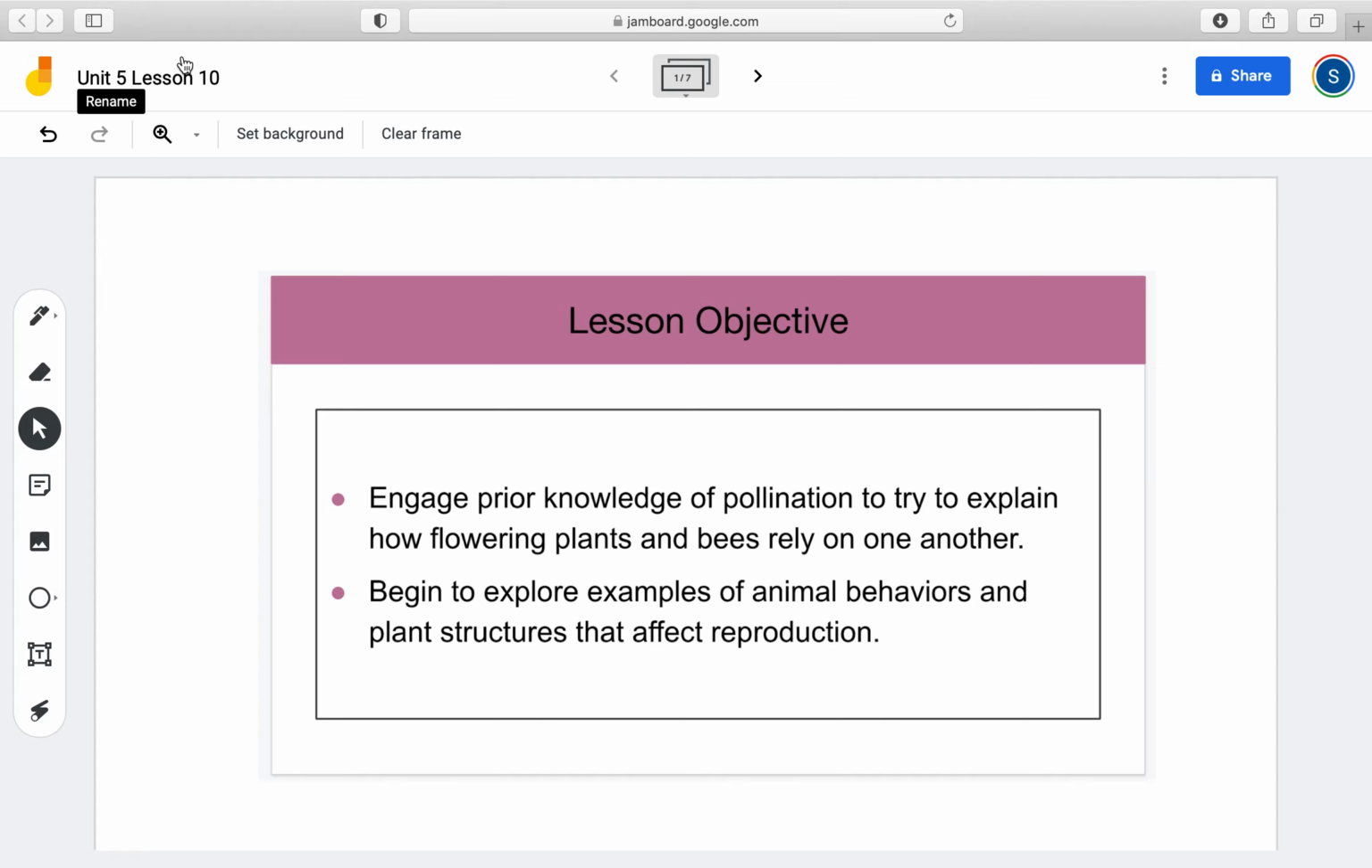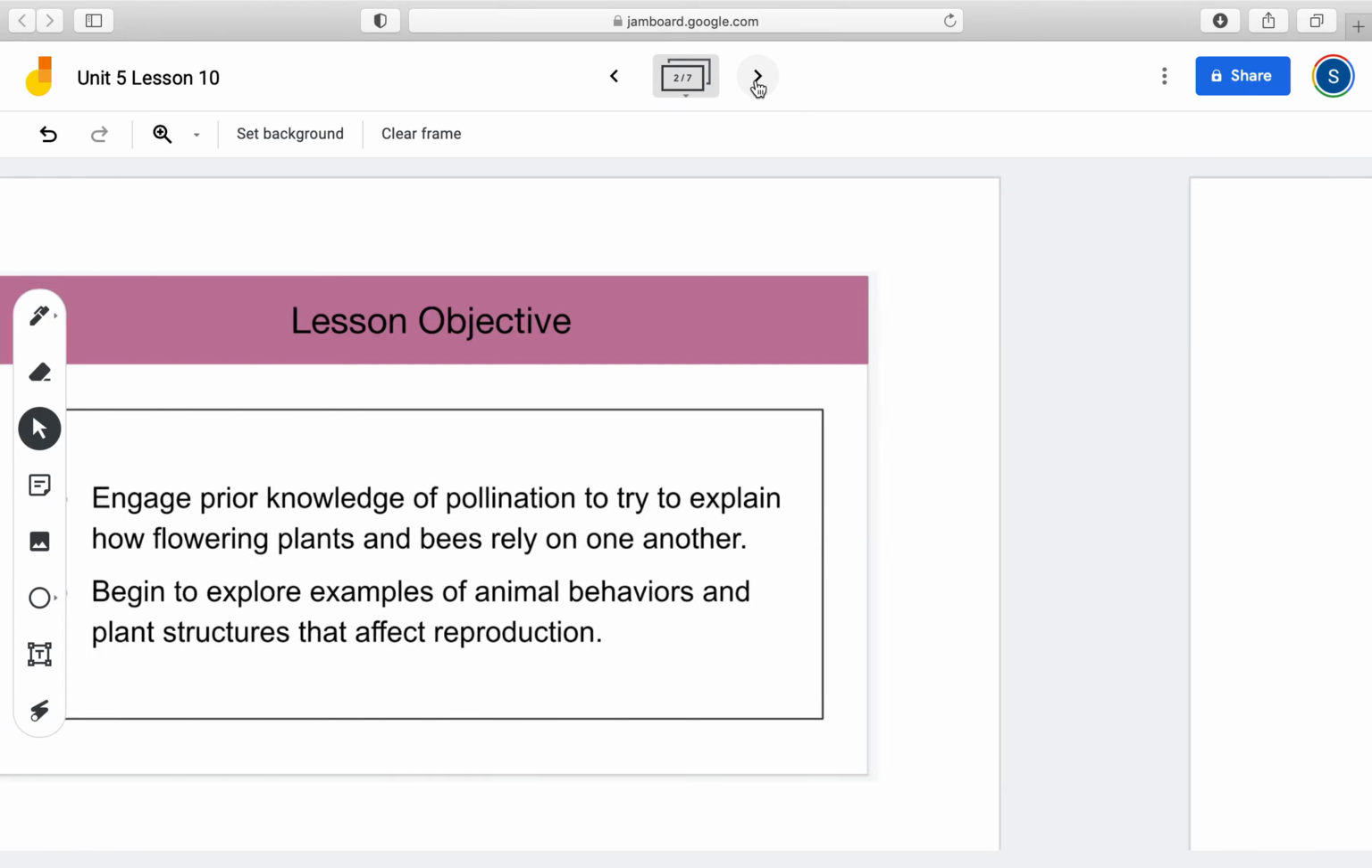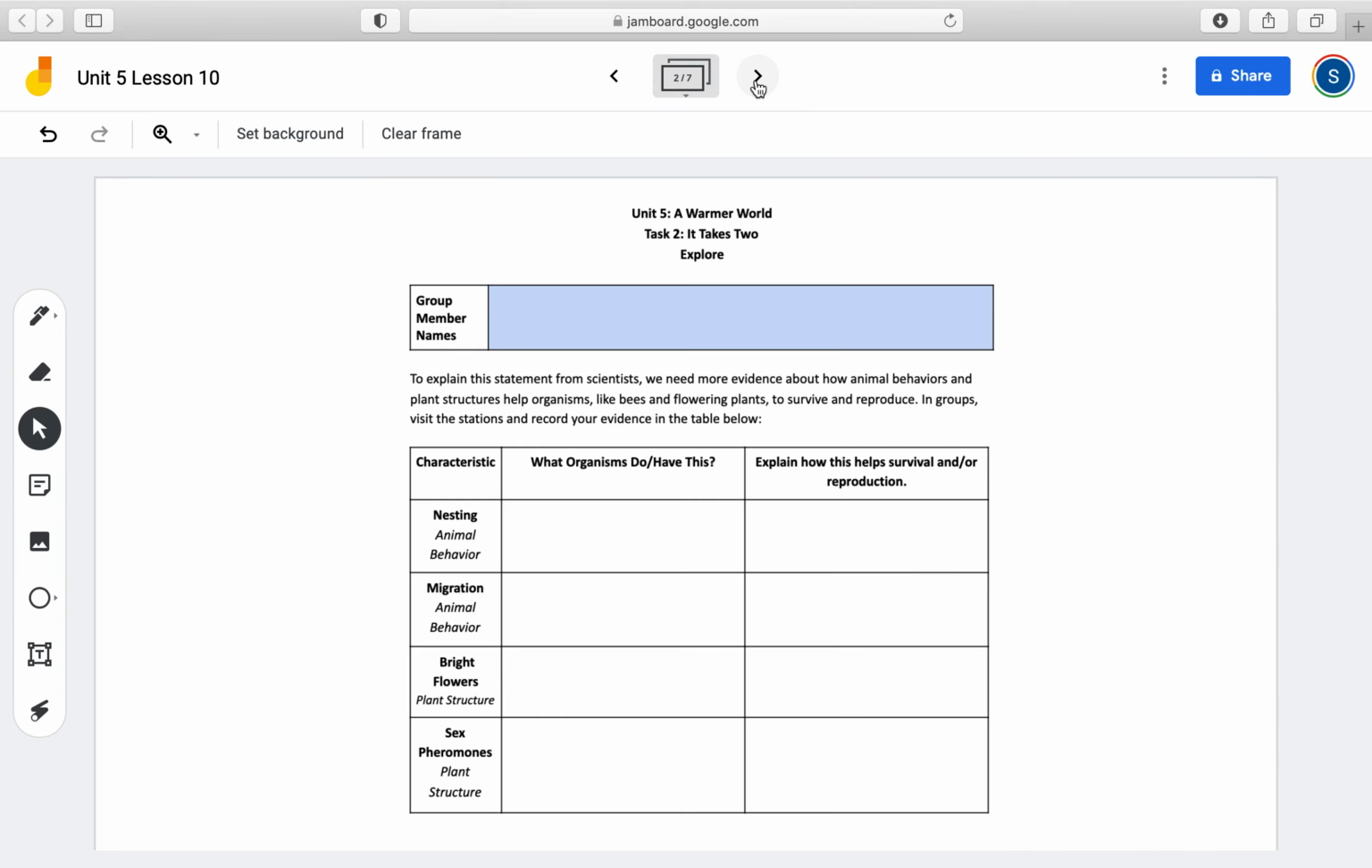So for one of the activities, students are tasked to complete this graphic organizer about how certain characteristics of organisms help them survive and reproduce. There's an introduction here, and students have to complete the table below with their group members. The students have the characteristics in this first column: nesting, which is an animal behavior, migration, which is an animal behavior, bright flowers for plant structure, and sex pheromones for plant structure.